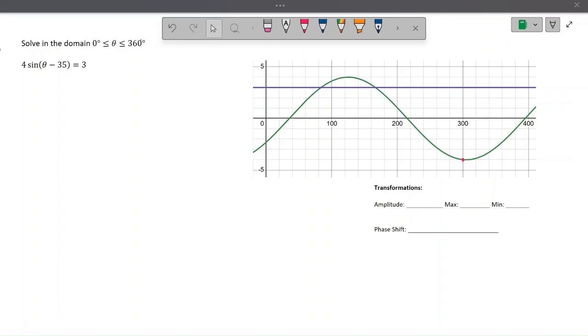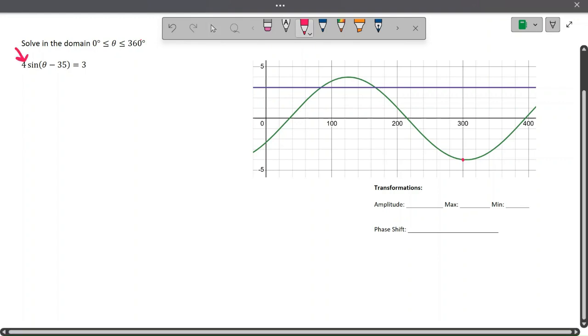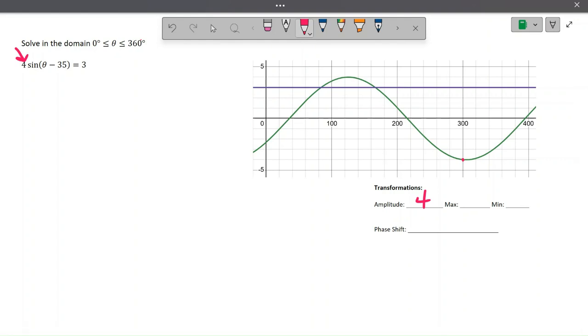All right, we're going to tackle our first problem. We have 4 times the sine of quantity theta minus 35 equals 3. The graph is here. Before we get started on that, we're going to identify the transformations just so that we can see what's happening. This 4 represents our amplitude of 4. That means our graph is stretched by a factor of 4. That places our new maximum at 4 and our new minimum at -4.